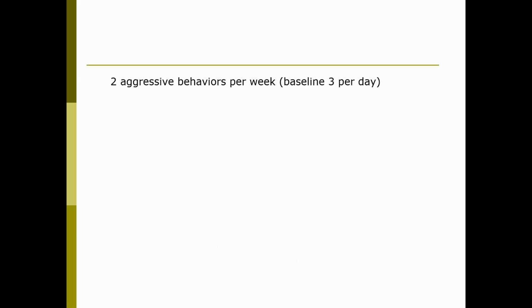So after the treatment, they assessed. Well, actually during treatment they assessed, and what they found was that they were observing the child outside of the treatment, just within the classroom, and they found that the child was engaging in only 2 aggressive behaviors per week. Now remember, at baseline this child was engaged in 3 aggressive behaviors a day, so this is a substantial decrease. Additionally, the child was engaged in 1 prosocial behavior a day, and in the past this was 1 per week. So it at least appeared as if the aggressive behaviors were going down and the prosocial behaviors were going up.